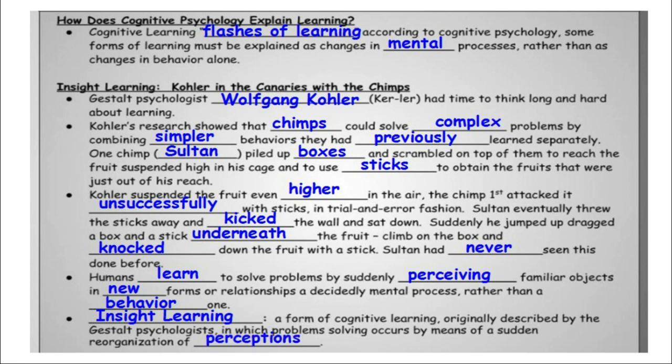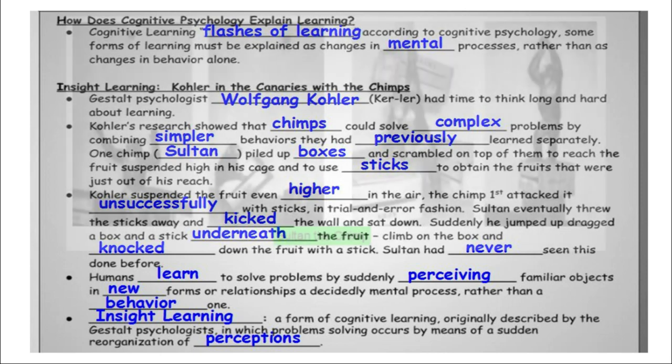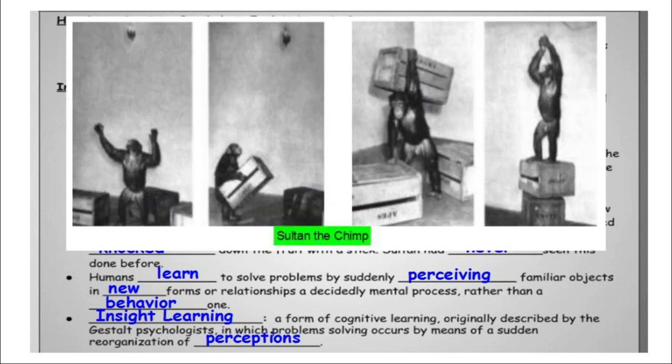And to kind of give you a little glimpse into this is our friend Sultan. That's the fruit, the bananas. He sees them up high. He takes his boxes. He stacks them up, and eventually he's able to reach his bananas that he so wants.